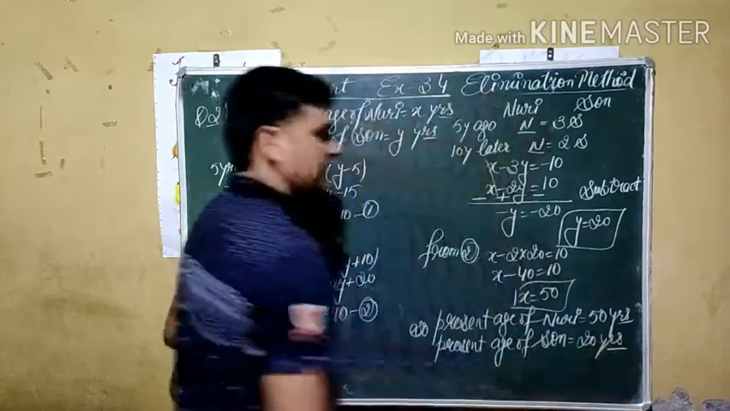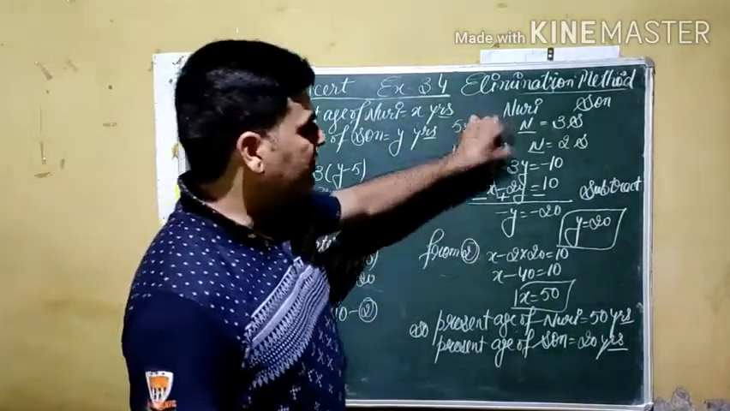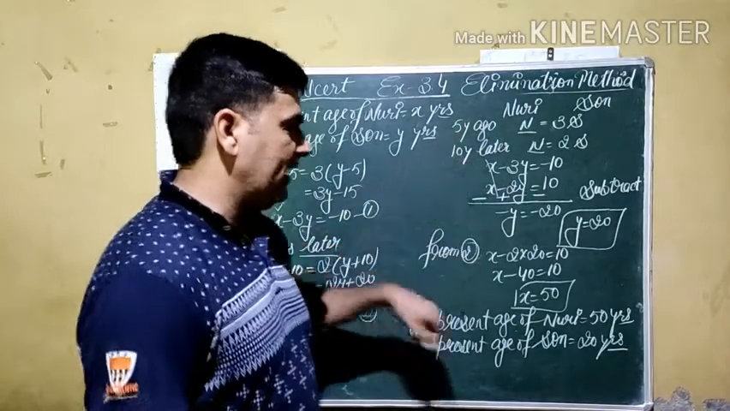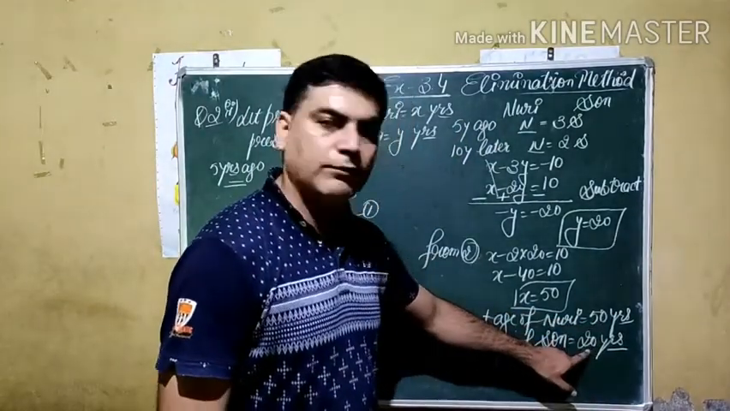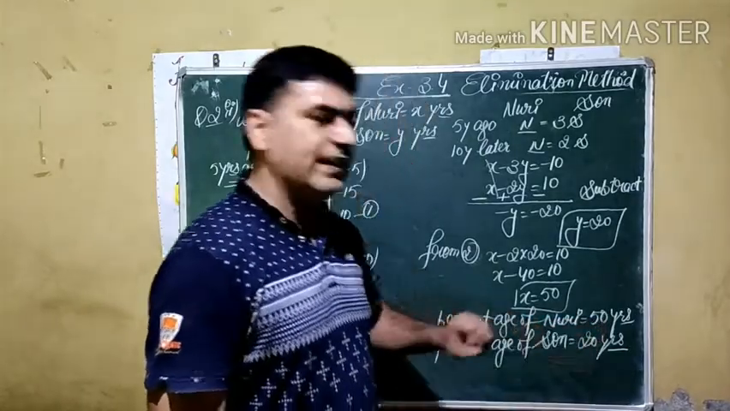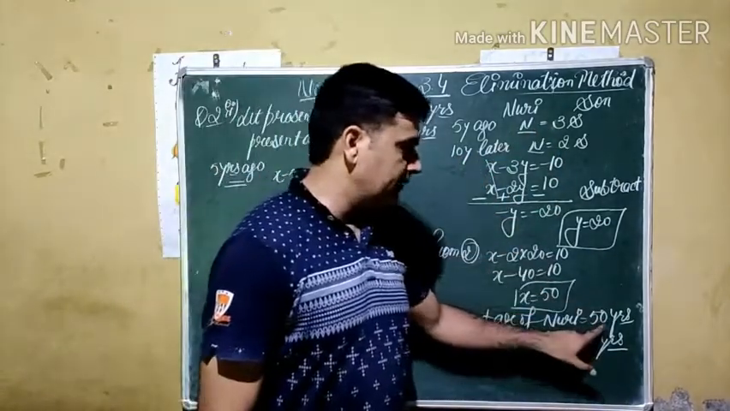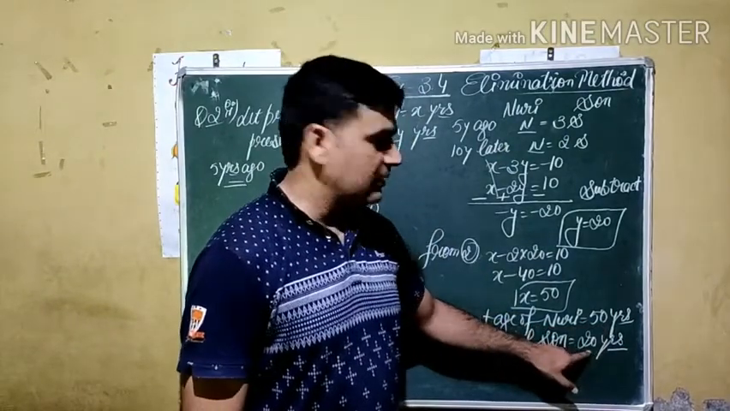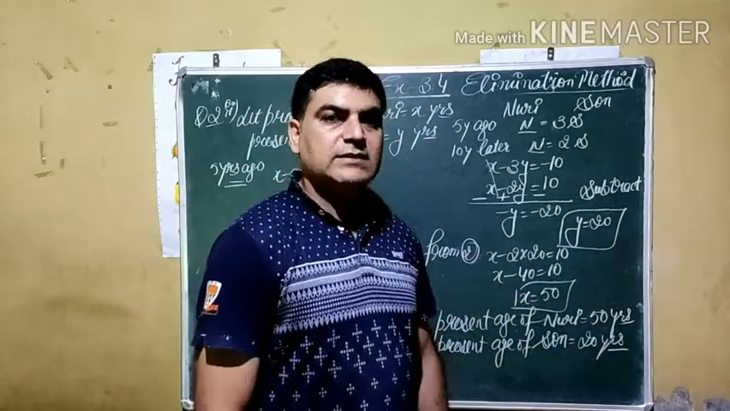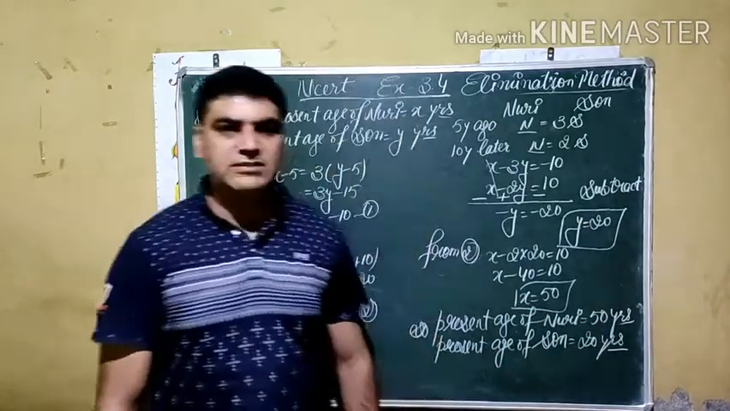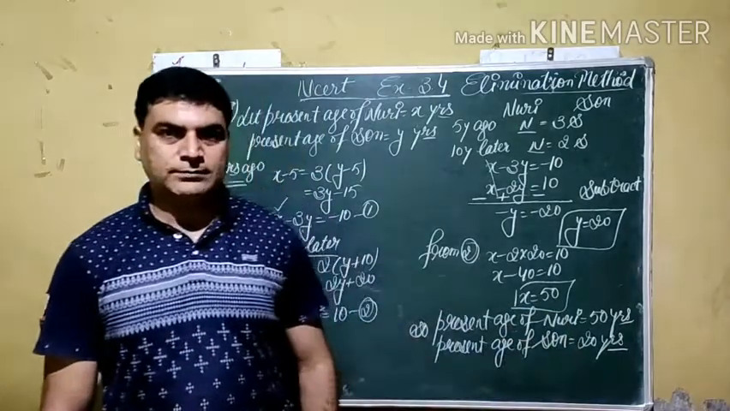We can also verify our answer. Using the conditions: 5 years ago means 5 years back. Nuri becomes 5 years less, which is 45. Sun becomes 15. 45 is 3 times 15. First condition okay. 10 years later means after 10 years. 50 plus 10 is 60. 20 plus 10 is 30. 30 multiplied by 2 gives us 60. Like this we can verify our answer to justify whether our result is accurate or not.